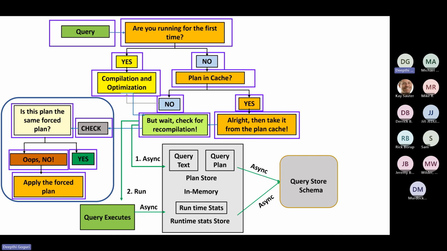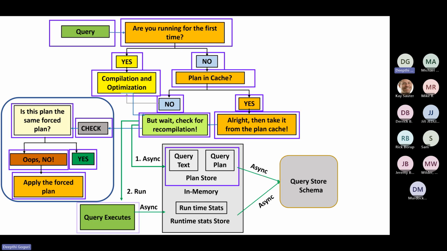But before going to the execution phase, the first thing that happens is that it will take the query text and the query plan of the query and put it in the plan store. So when you enable the query store on a database, it will actually enable two different kinds of stores in the memory. One is the plan store and the other is the runtime stat store. So these two stores get activated in the memory. So before the query goes to the execution phase, the query text and the query plan, both of them will be saved inside the cache.